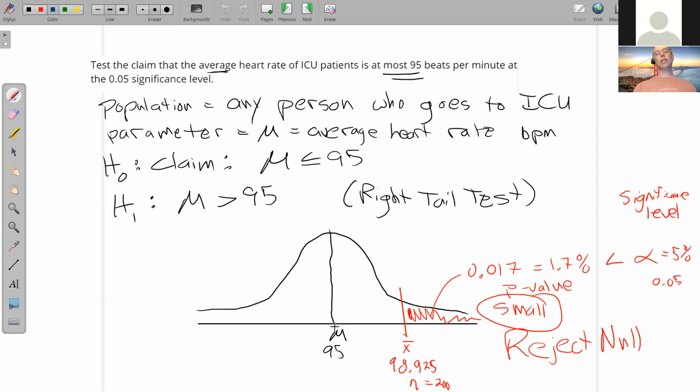When we ran this test, we were assuming the null hypothesis was true. We're assuming that average heart rate is at most 95. Anytime you run a hypothesis test, you're assuming the null is true.